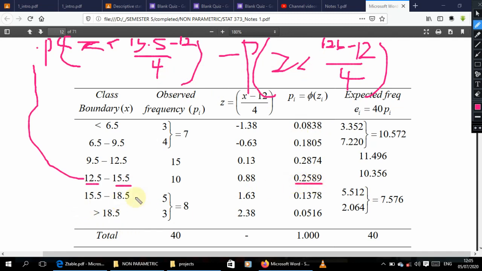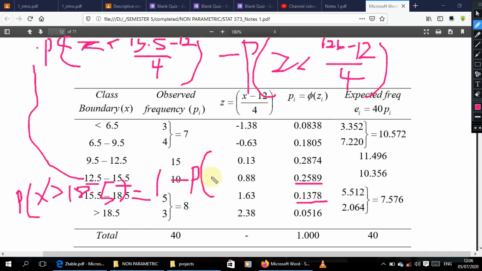Okay, so you do the same thing to this. When you put 18.5 here minus 12 over 4, you go and look for the value on the z table. 15.5, you go and look for the value on the z table, subtract, and that will be the probability here. This is greater than. Okay, so here is probability that x is greater than 18.5. All right, 18.5.